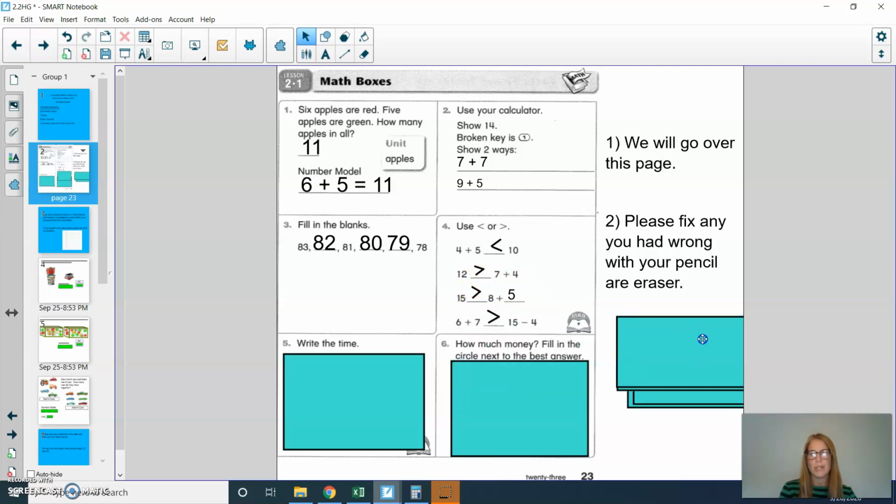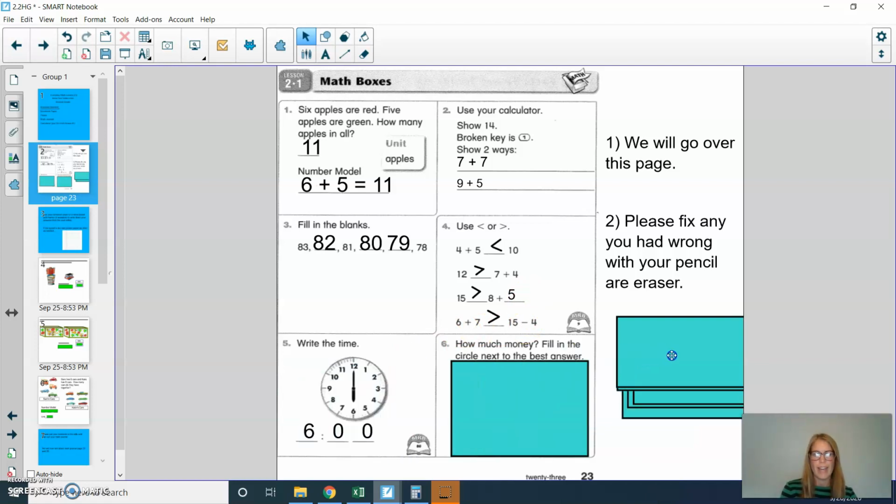And for the last one, 6 plus 7 is equal to 13, which is greater than 15 minus 4, because 15 minus 4 is equal to 9. If it's helpful for these ones to write down what each of these equal next to it, that's a great strategy. For question number 5, write the time, and you should have had 6 o'clock.